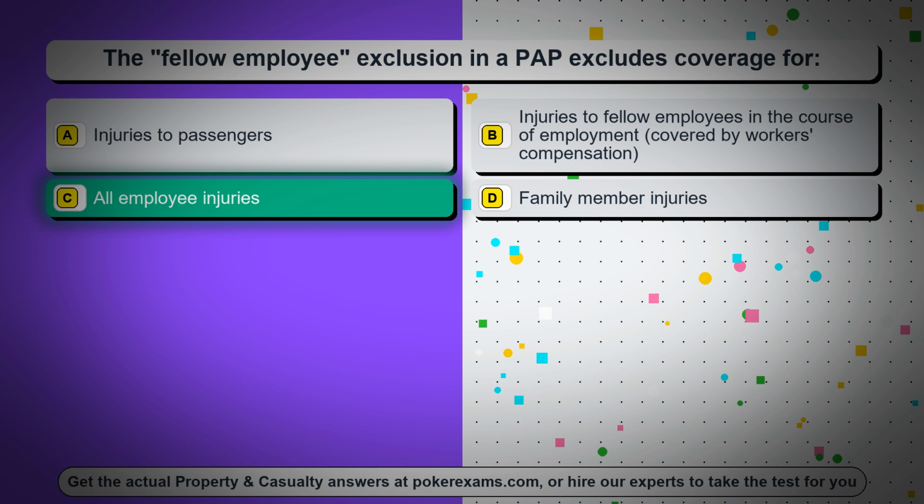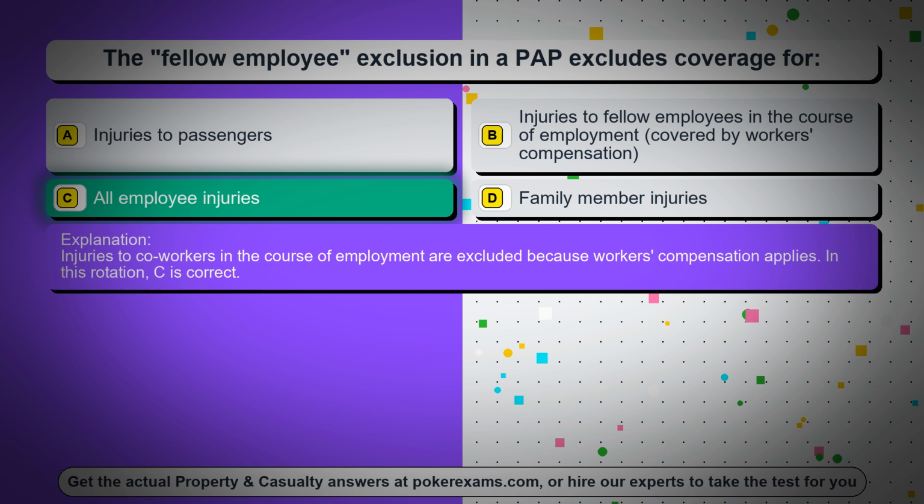The correct answer is option C, all employee injuries. Injuries to coworkers in the course of employment are excluded because workers' compensation applies. In this rotation, C is correct.